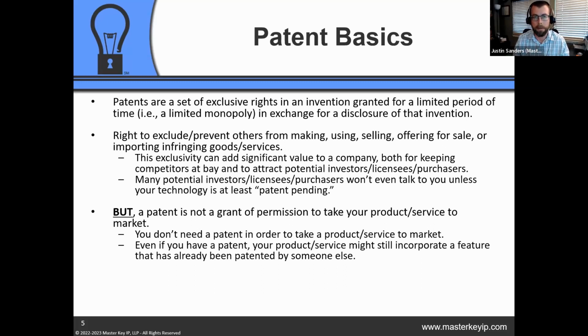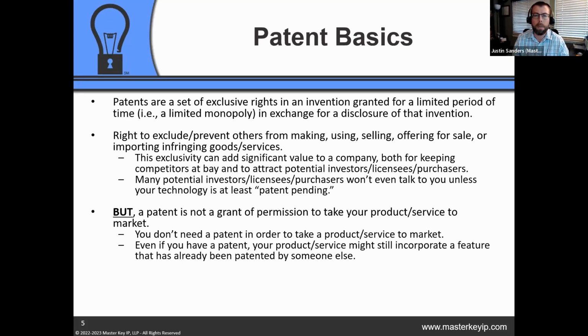So that's the benefit that a patent provides. It gives you, again, basically a head start on your competitors, a 20-year head start, because that's how much time these utility patents will give you. That's the benefit, but it's not required if you want to just take something to market. It just gives you that competitive advantage.